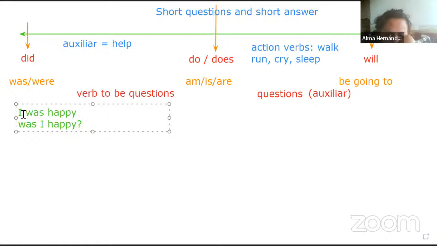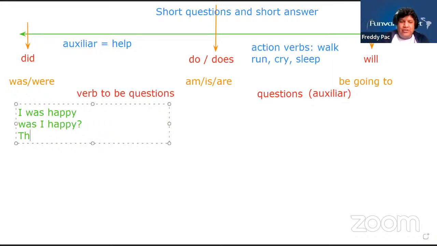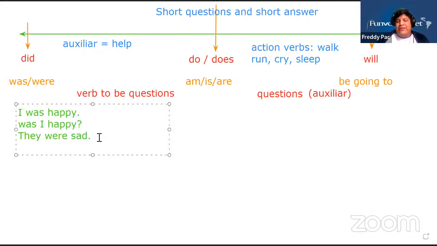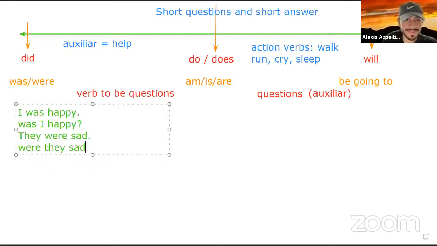Okay, so I was happy. And what is the question? Was I happy? That's it. Another question. They were sad. It is an affirmation. Sorry, guys, I am missing the period. So now, following the rules of the verb to be questions, what do I do to create a question for they were sad? Exactly. Were they sad? And what is the next rule? Question mark.